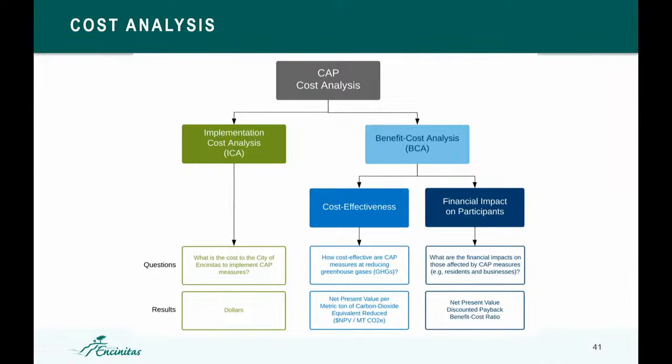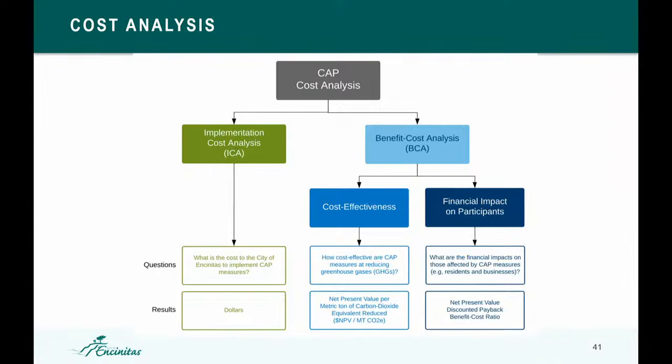The benefit cost analysis also has 2 parts. One looks at the cost effectiveness of measures, and this answers the question, how cost effective are CAP measures at reducing greenhouse gases? And results there are measured in net present value per metric ton of carbon dioxide equivalent reduced, as Crystal and Ryan have talked about earlier.